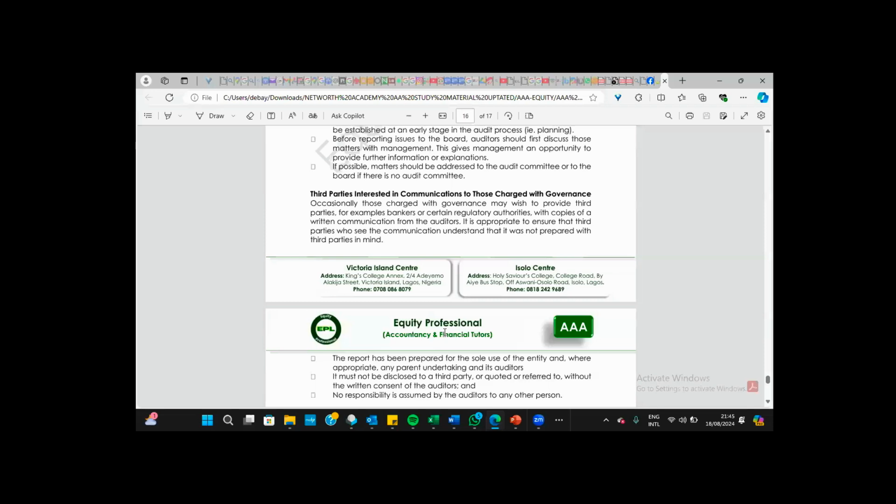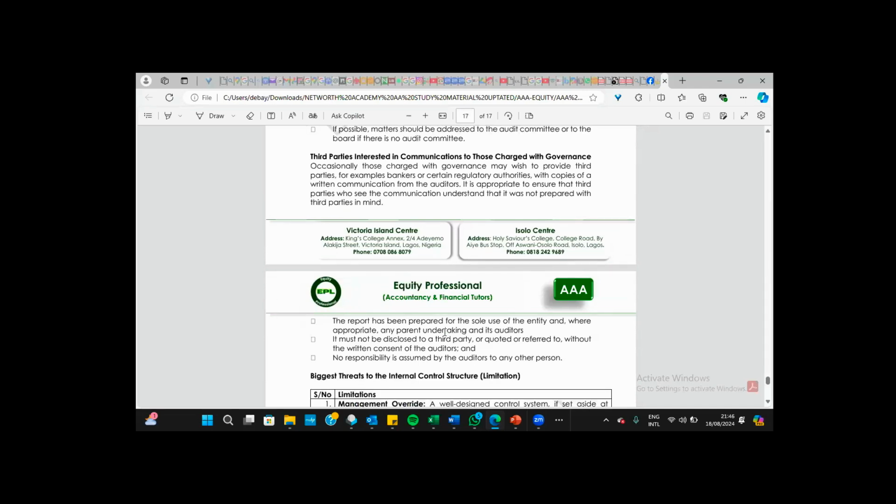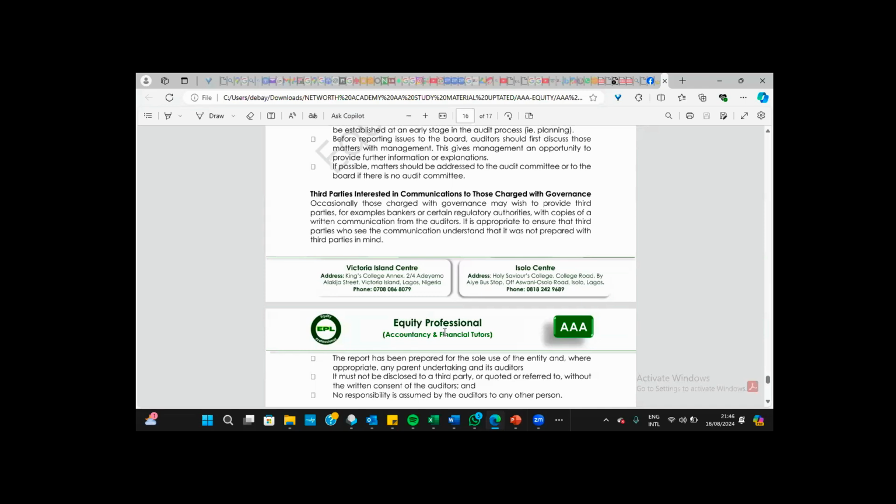So let's look at third party interest in communication to those charged with governance. What this is saying is that sometimes third parties, government, investors may be interested in weaknesses in the internal control system. According to the auditing standard ISA 260 that talks about this, it states that it is not the responsibility of third parties to be communicated to on weaknesses in the internal control system.